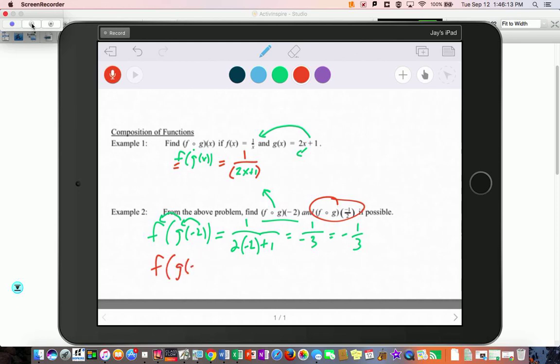And then here they're asking me to put negative 1/2 into the problem. So this is f of g of negative 1/2. So we go 1 over 2, negative 1/2 plus 1. Well, negative 1/2 of 2 is negative 1. So I end up with 1 over negative 1 plus 1. And I end up with 1 over 0. Well, that would be an undefined term. So we're just going to write undefined here.